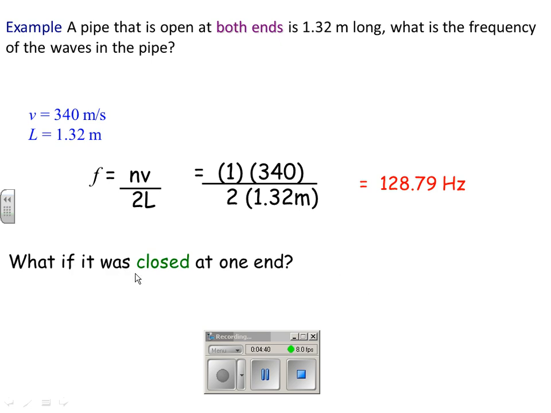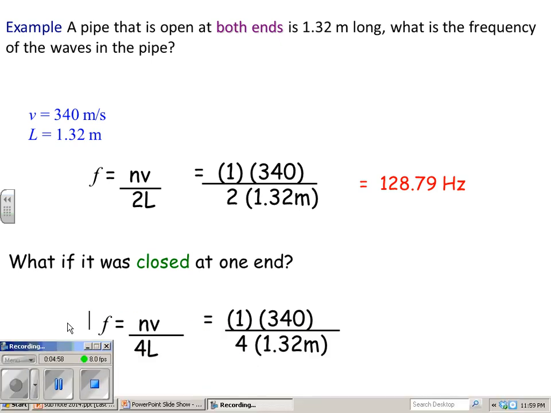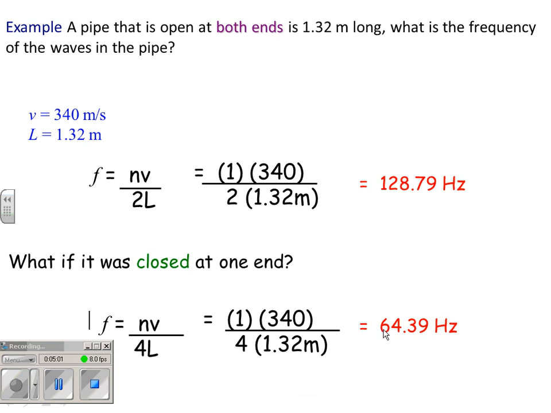All right. So what if it was closed at one end instead? How would that change this formula? Think back. If it's closed, then you should have a 4 there instead of a 2. So it's nV over 4L. So when you plug in your numbers, you should end up with an answer that is 64.39 hertz instead. So this will create a different pitched sound, because remember pitch and frequency are tied together. So the bottle will create a different frequency than the pipe that's open on both ends.